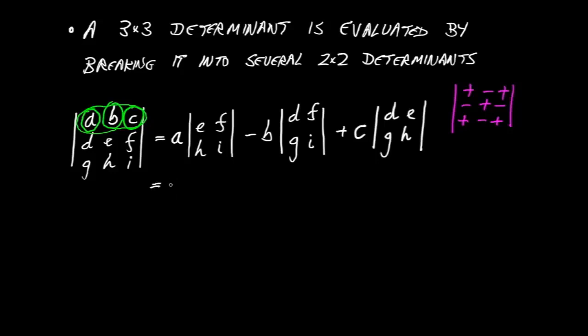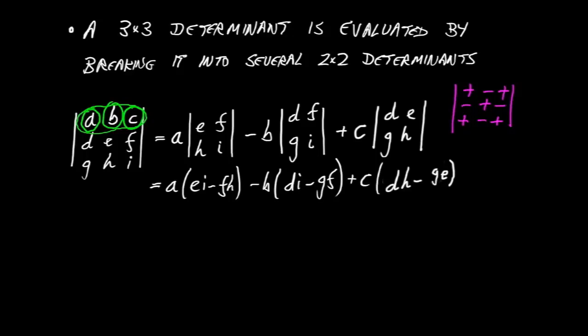And then, of course, those 2 by 2 determinants, I can just write down what they are using my rule of multiplying down the diagonal and of subtracting the anti-diagonal. Okay, there we are. So that is, in general, what a 3 by 3 determinant evaluates to. But it's not the only way to do it. Let's write it out again.